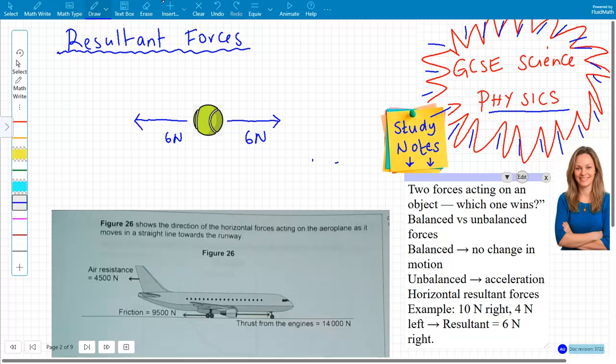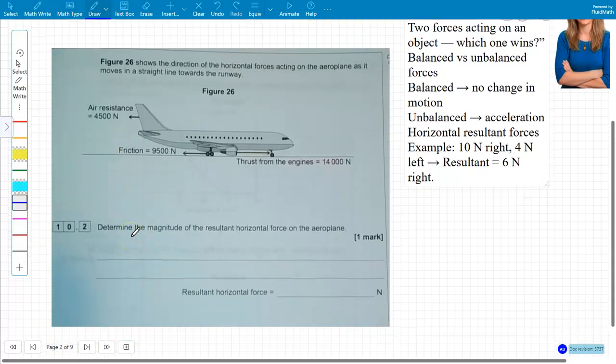So now we have a situation where if we subtract the forces we have 0, and that is a balanced force. So what that means is there's no change in the motion. It would either continue at the same speed or it would be stationary. Okay, right, so let's look at an exam question that I found on resultant forces.